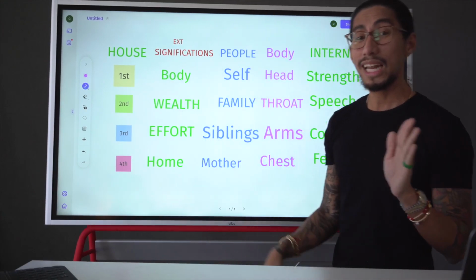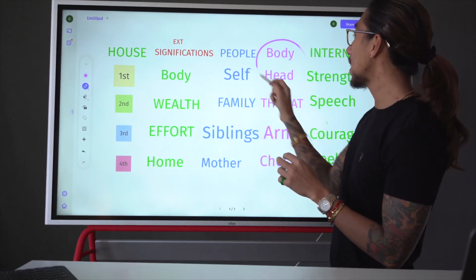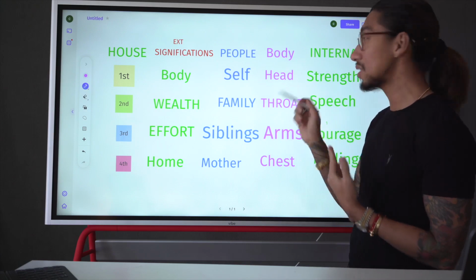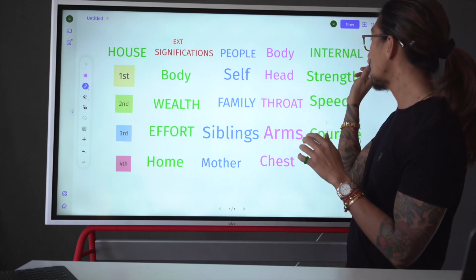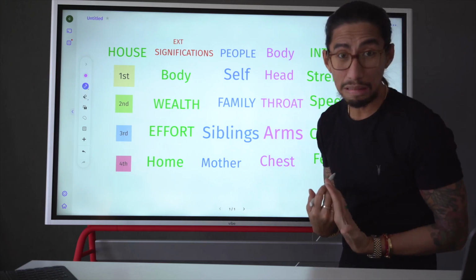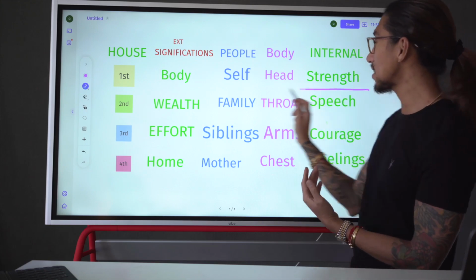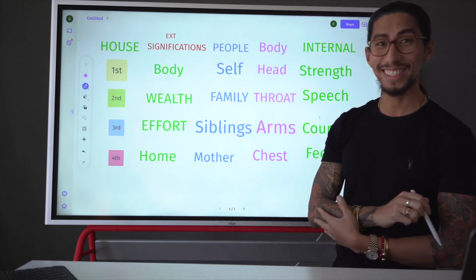Anyhow, the body comes out first, and watch later on once we go to the twelfth house, the last thing that's gonna come out is the feet. So the body part that the first house rules is the head, and internal, which is within, is the strength of the person that we're reading. That's your first house.